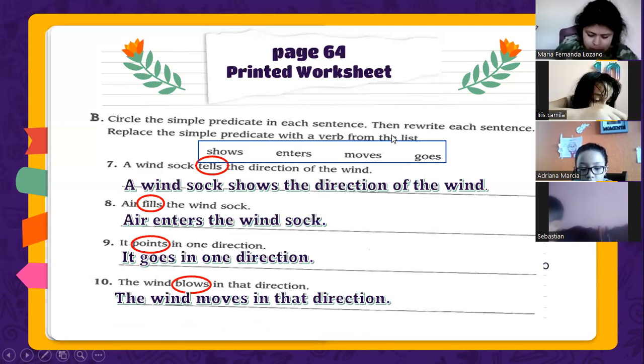Maria Fernanda, I am observing you and you are not copying. I finish, Santiago. You are not copying.